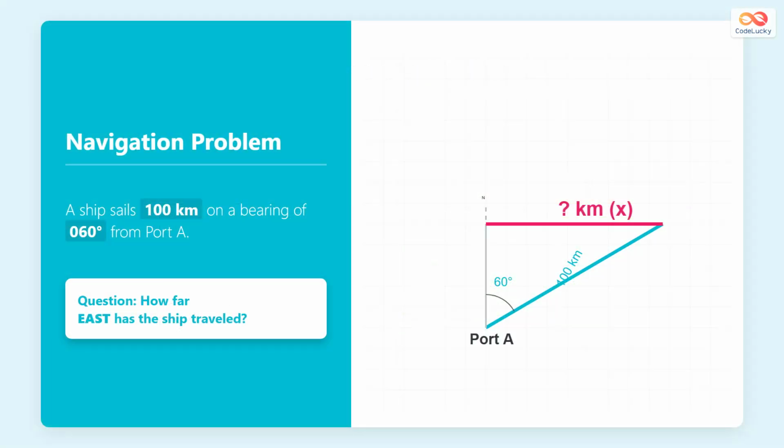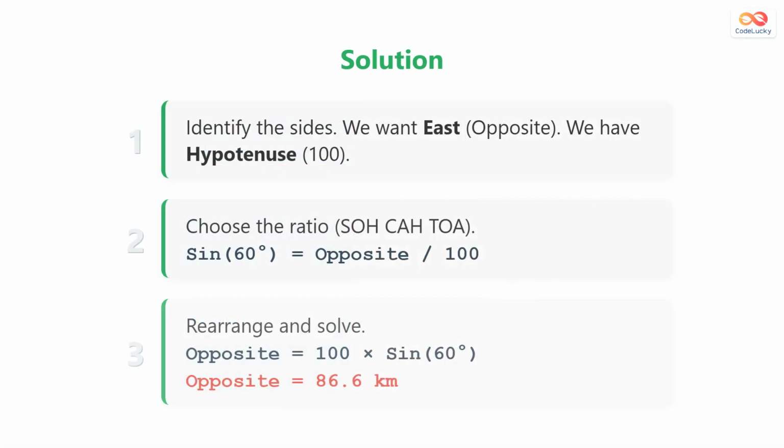Let's look at a problem. A ship travels 100 kilometers on a bearing of 060 degrees. We need to calculate how far east the ship has traveled from its starting point. The eastward distance is the opposite side of our triangle. We know the hypotenuse is 100 kilometers. Using sine, we find that the opposite side equals 100 times sine of 60, which gives us 86.6 kilometers.